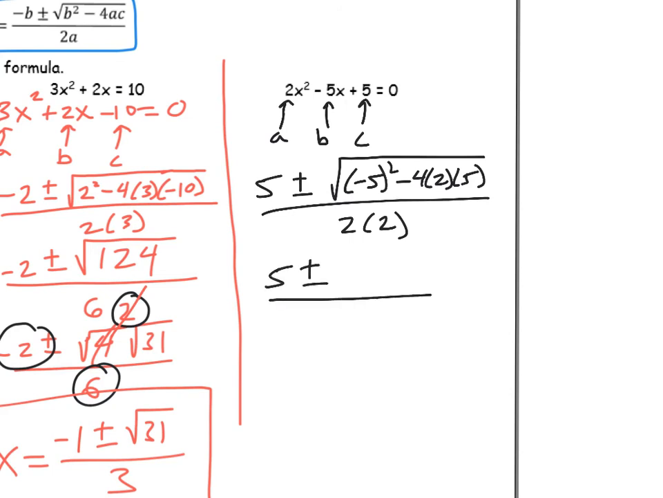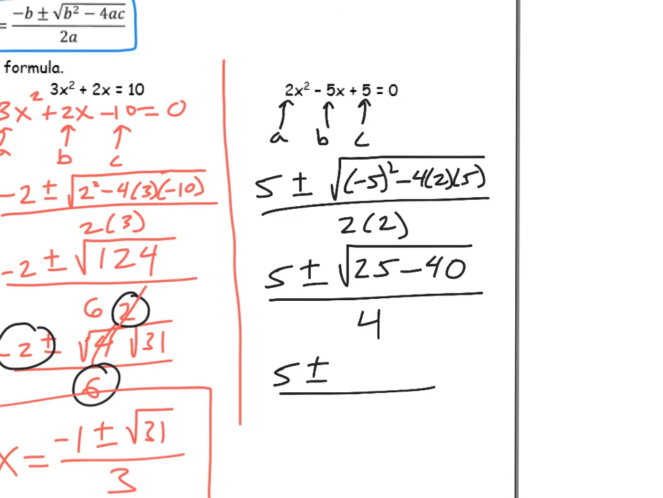There's really never anything to simplify with B. The bottom's usually pretty simple. And then we always spend a lot of our time on the square root, but check out what happens here. Negative 5 squared is 25. Negative 4 times 2 times 5 is 40. And it seems like we kind of have an issue, right? We get the square root of a negative, okay?